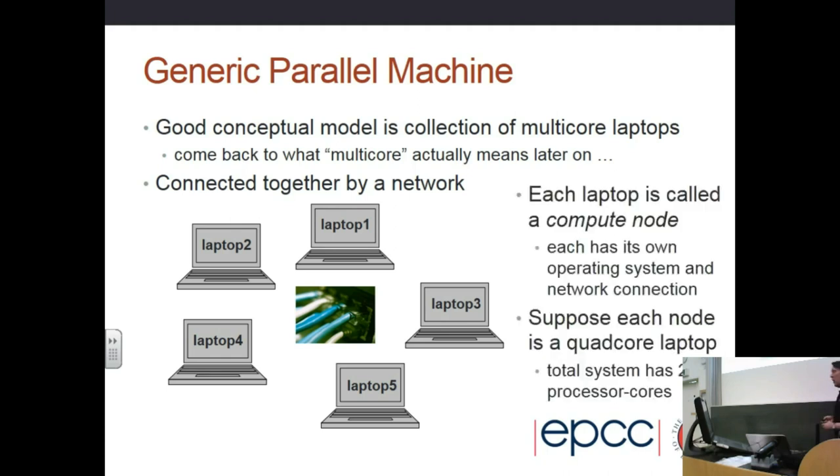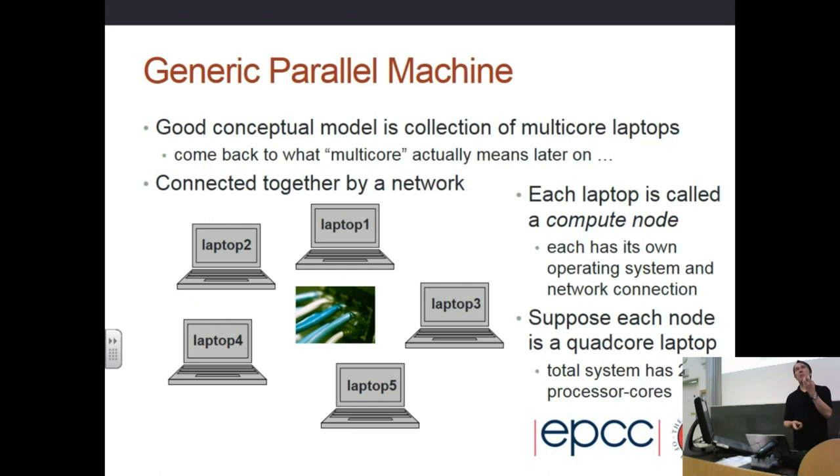A bit of terminology: each laptop is called a compute node. You can imagine that we've got some kind of graph here. We can think of the network as links, or edges, and the laptops as vertices. So you can think of this as a graph of connectivity. So the terminology has come around that when we talk about supercomputers, we talk about nodes. A node is the endpoint of the network, which in this case is a single laptop.